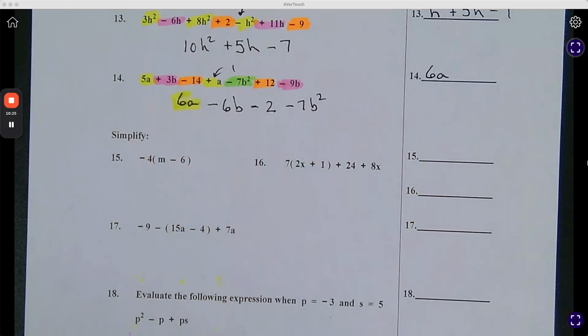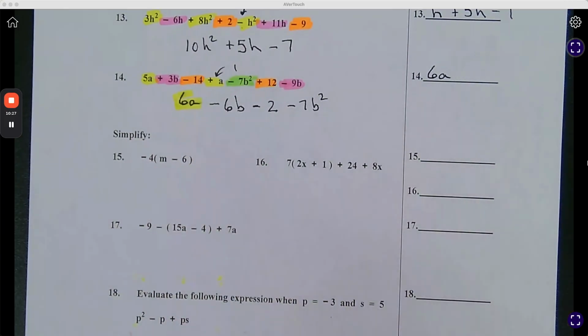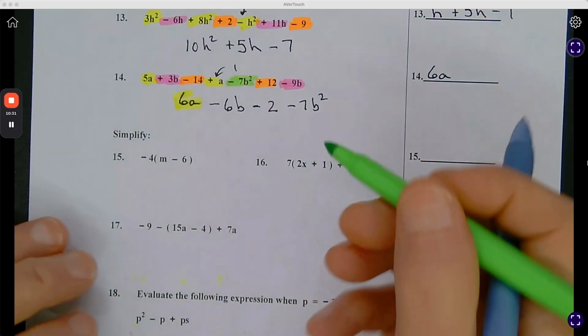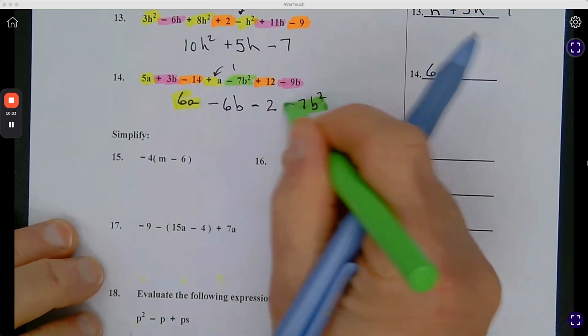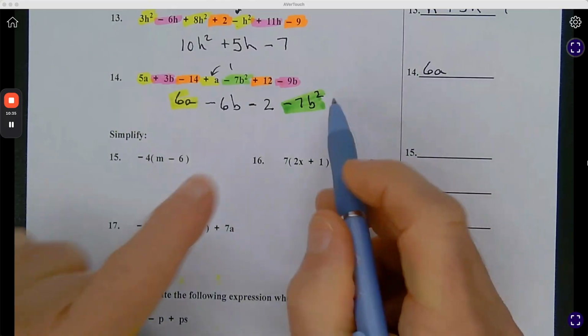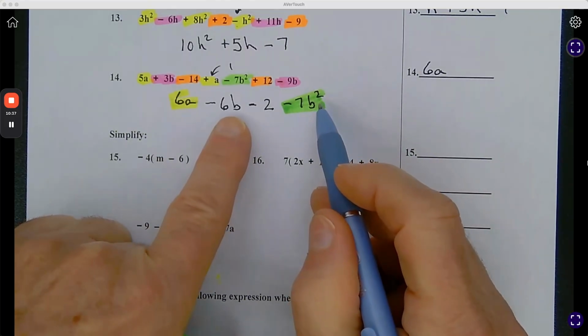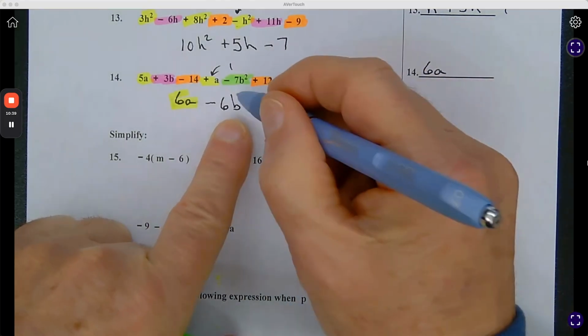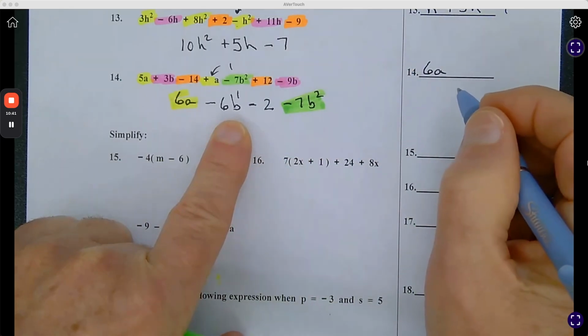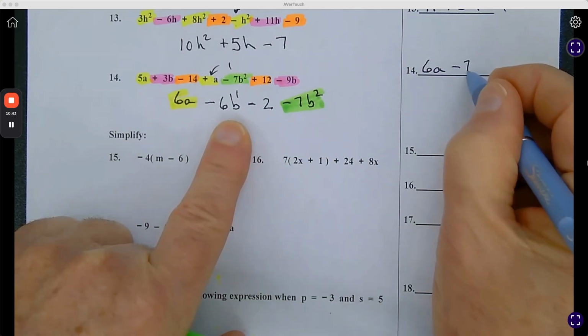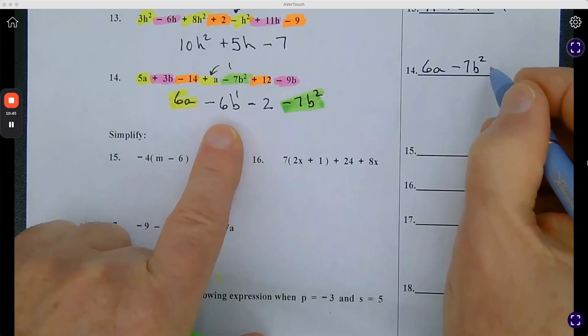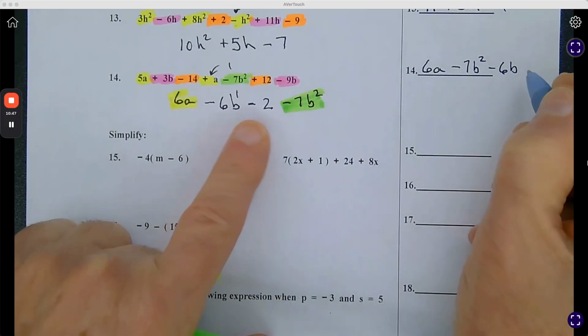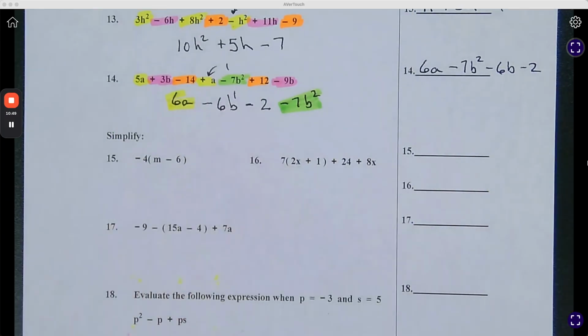All right, now I got my B's and my B squareds. All right, this I'm going to say is going to be my next term because the exponent of 2 is bigger than the exponent of 1. When there is no exponent, it's a 1. So it's minus 7b squared. Now my b term. And then the constant always goes last.